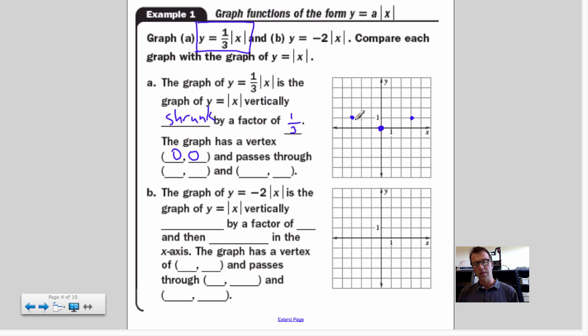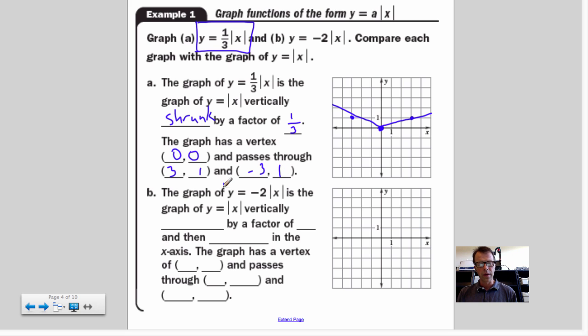Again, if you're not convinced of that, plug -3 in the absolute value. -3 becomes +3. +3 times a third is 1. And so now, if I graph this, you can see I get a very wide V. This is definitely shrunk, wider. And here we could say you're at 3, 1, and -3, 1.